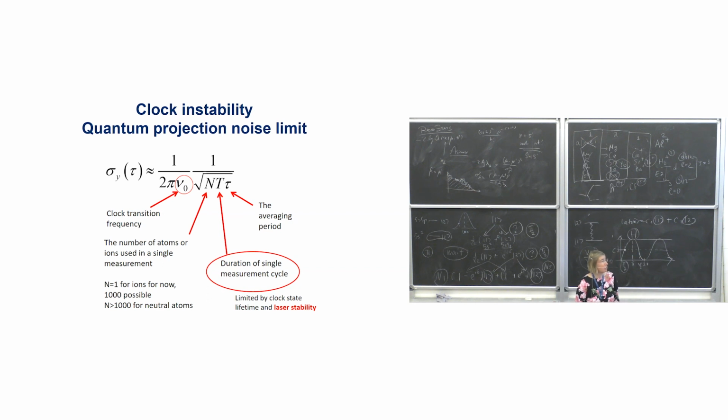Now, and this is interesting. This is the duration of the single measurement cycle. That is your wait time. So this is why people want to wait as long as possible. Because if your wait time is a second, or if the wait time is 100 seconds, you have a factor of 10 improvement in stability. Unfortunately, for 100 seconds, if you're looking at the dark matter, which is a 10 to the minus 13, you have a lot of dark matter wavelengths already happening during this wait time.